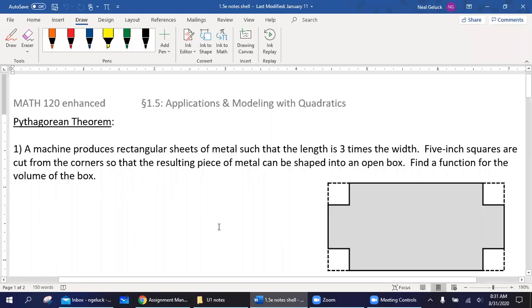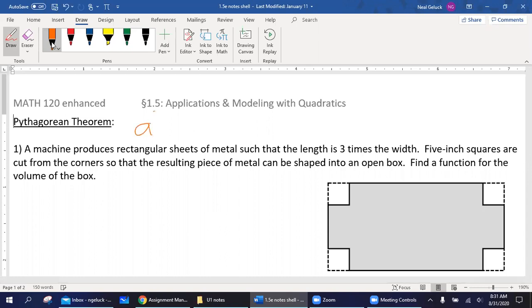For section 1.5, we're now going to do some applying problems with our quadratic stuff that we've done. Before we get into the examples, we will have to use the Pythagorean theorem at a few points here. So just a reminder that Pythagorean theorem is a squared plus b squared equals c squared. But again, that won't work on every problem, but it will show up.